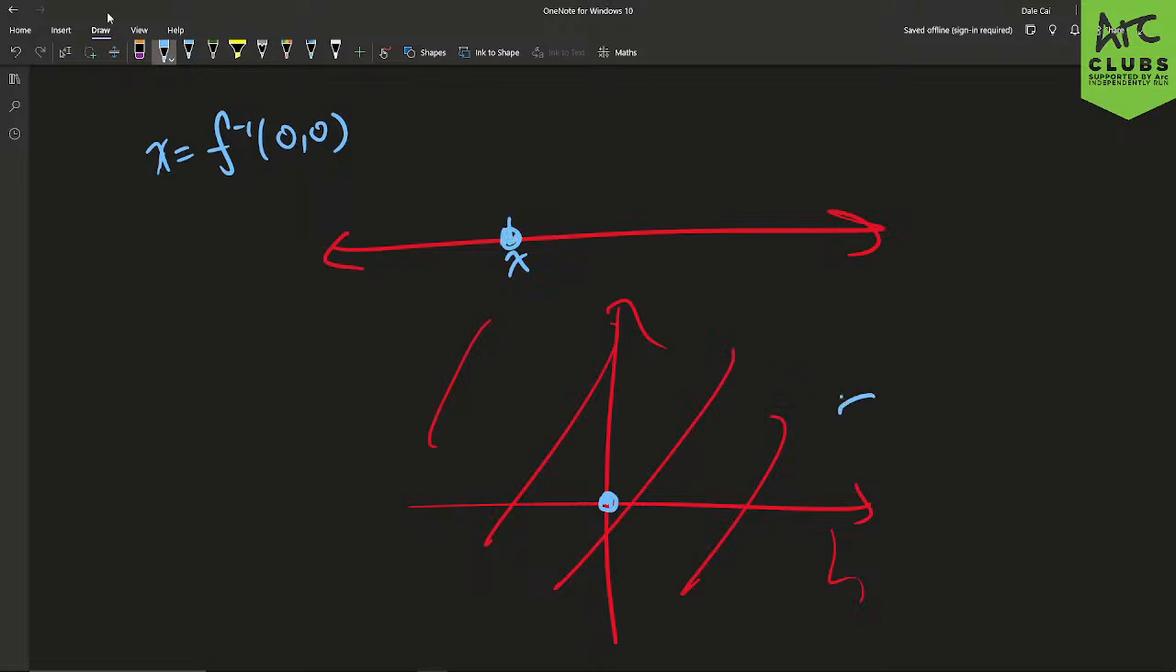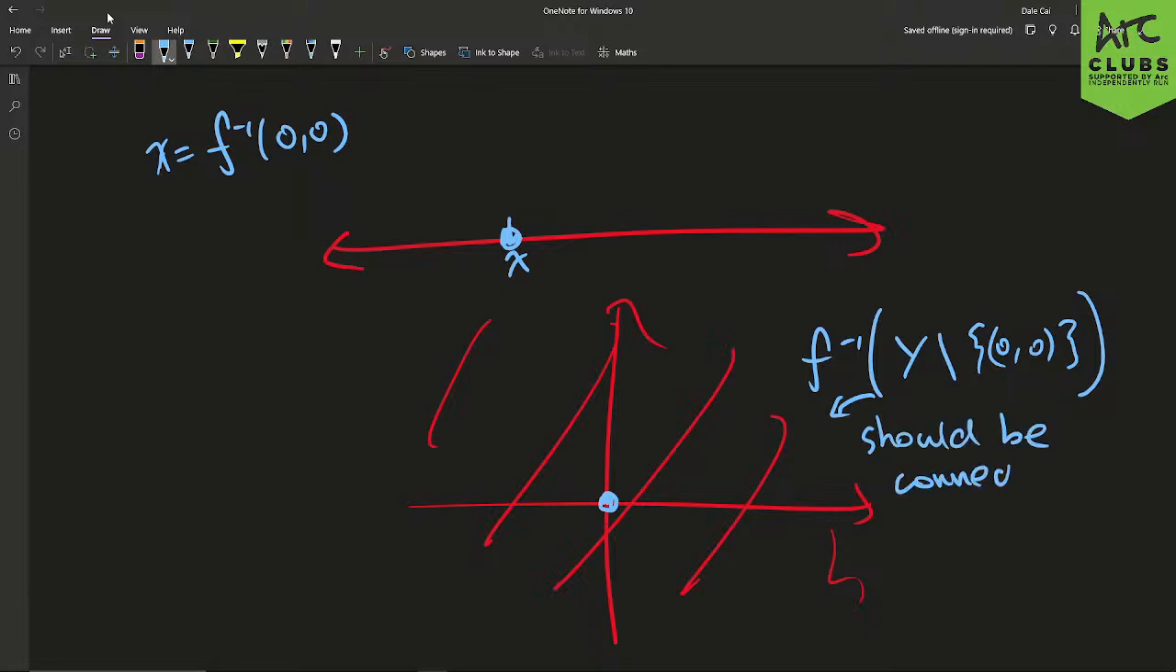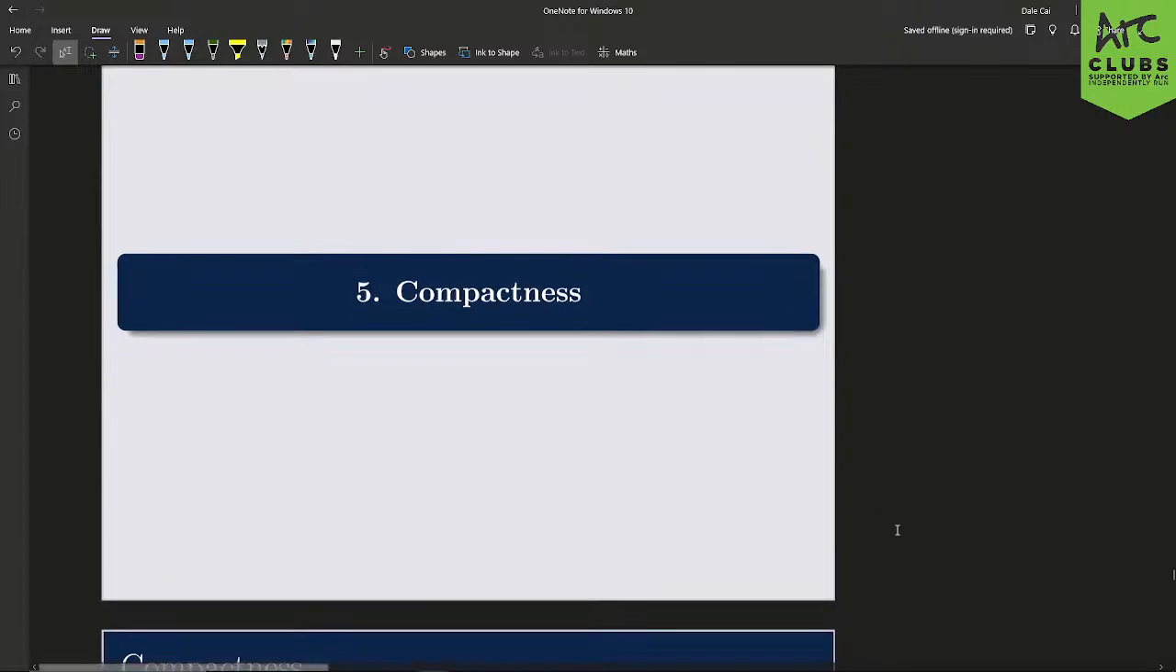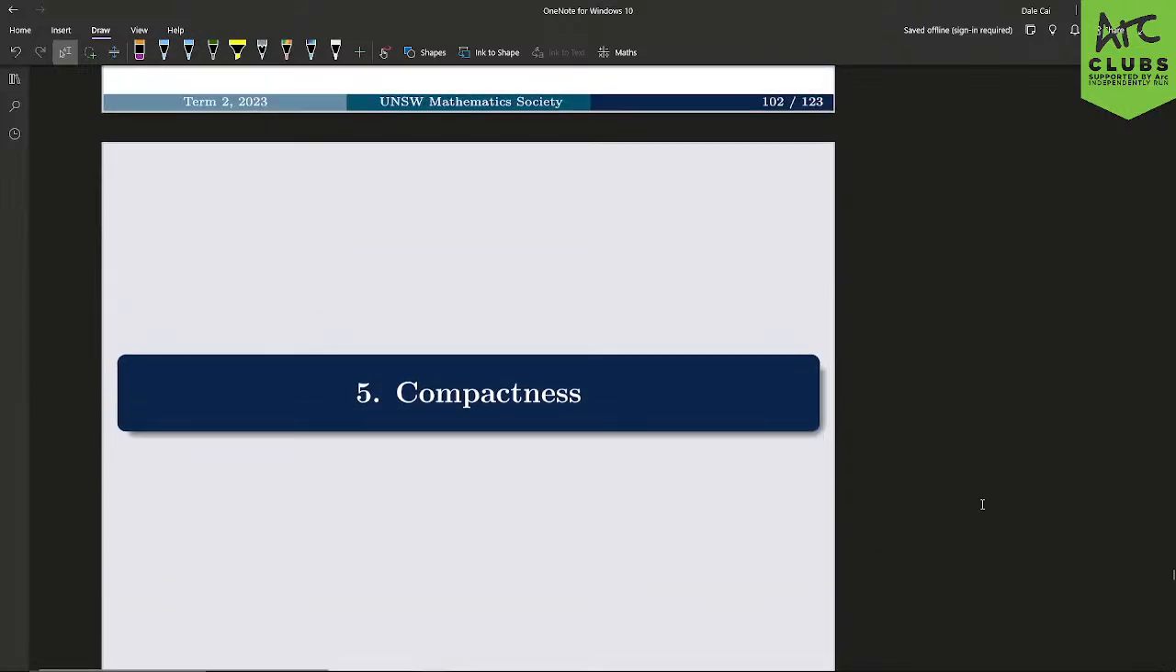But what happens is now f inverse of Y minus (0, 0) should be open. Oh, sorry, should be connected, because this region is connected. But clearly there are two components here. So it doesn't work out. Okay, cool. And that's the end of topological spaces. I'm going to hand off, and the next person will talk about compactness.